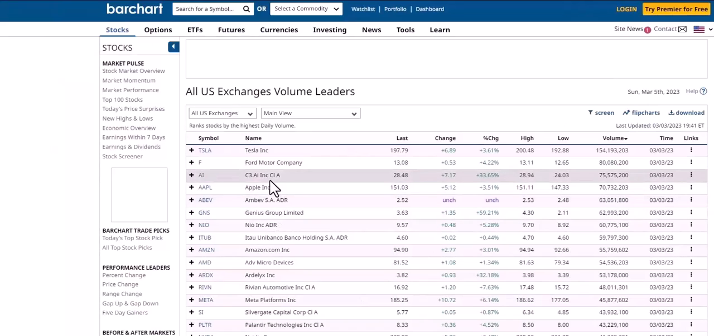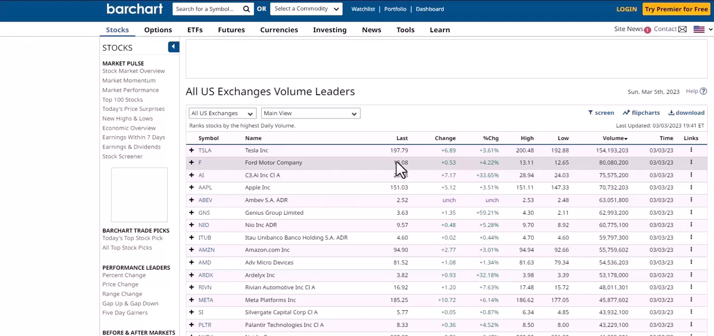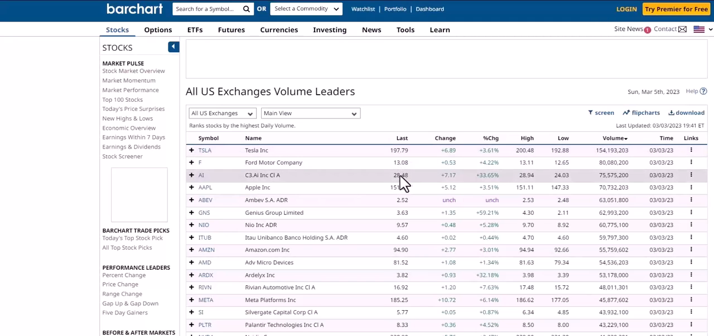For example, AI is on the list. It's number 3. We know Ford is a behemoth. We know that Tesla is a behemoth. So we will come down the list and we see AI there.